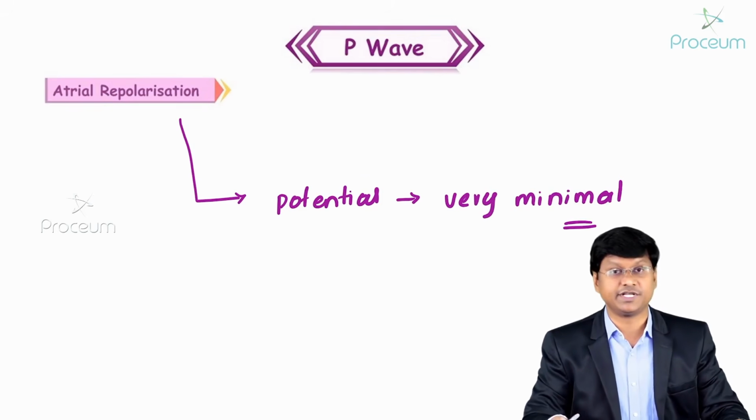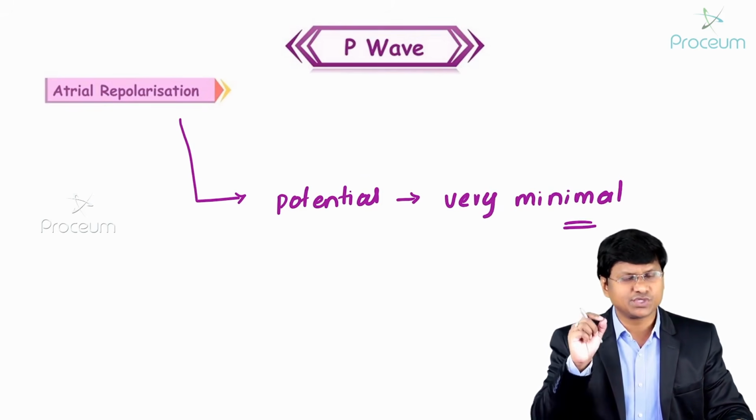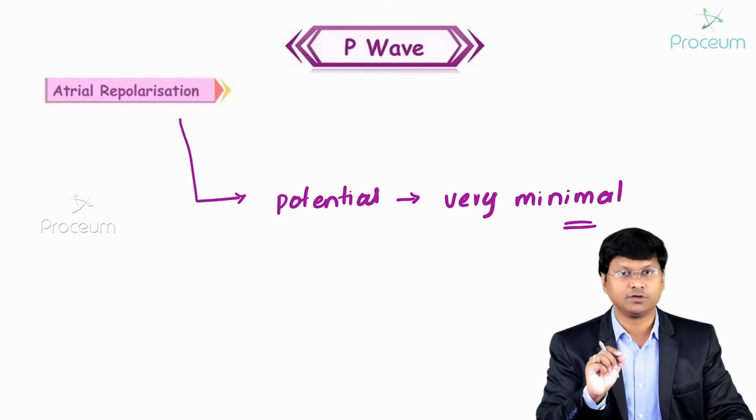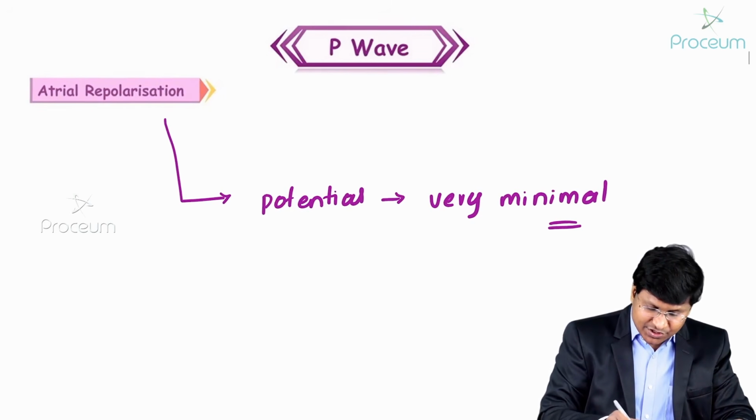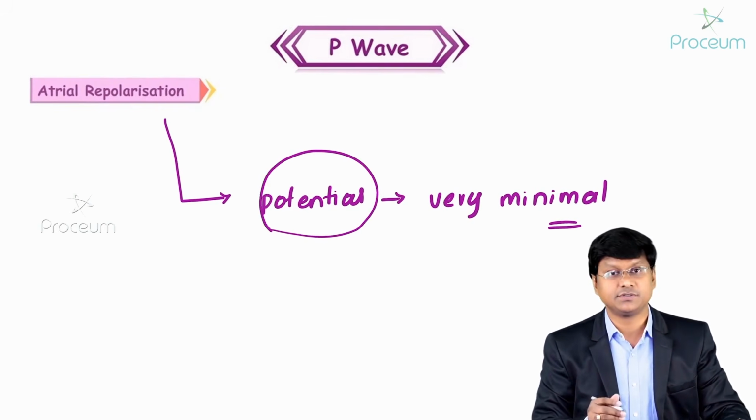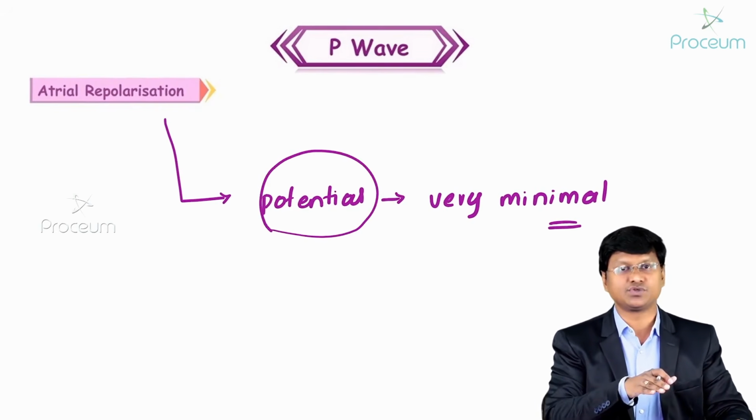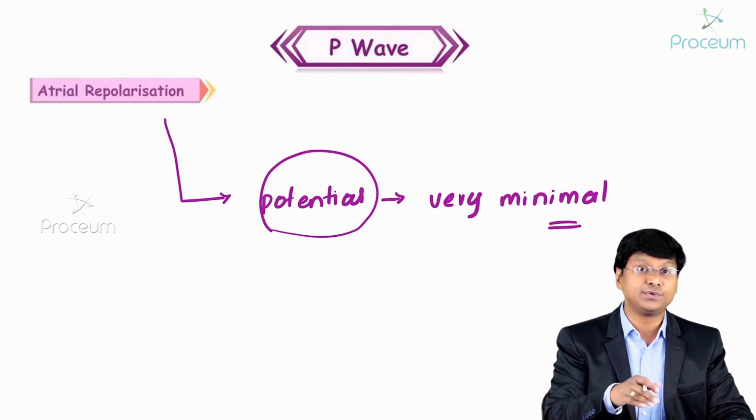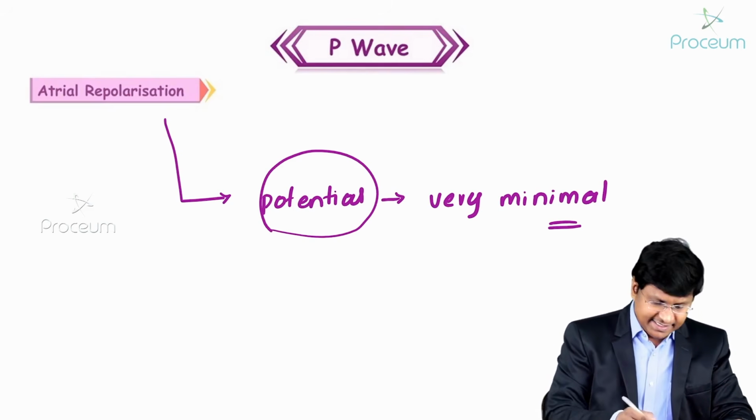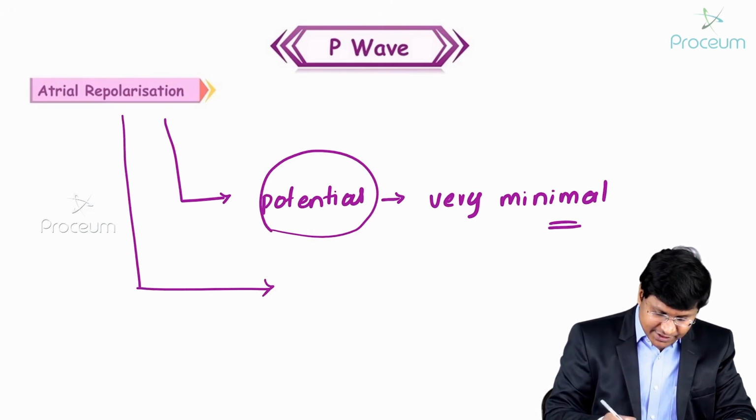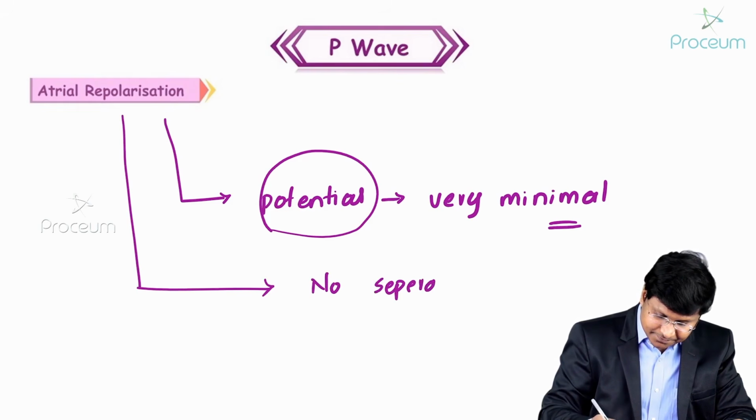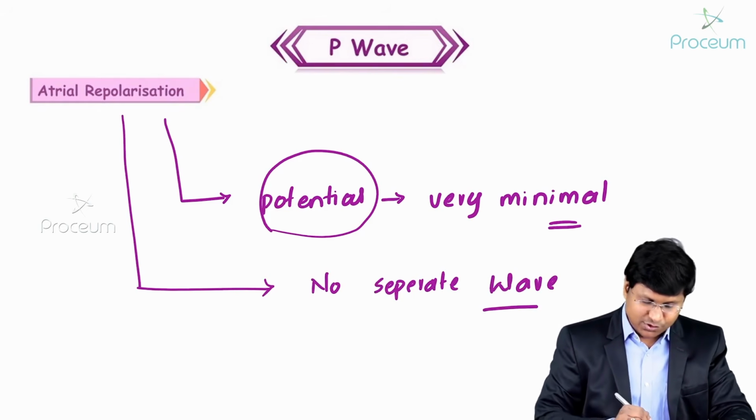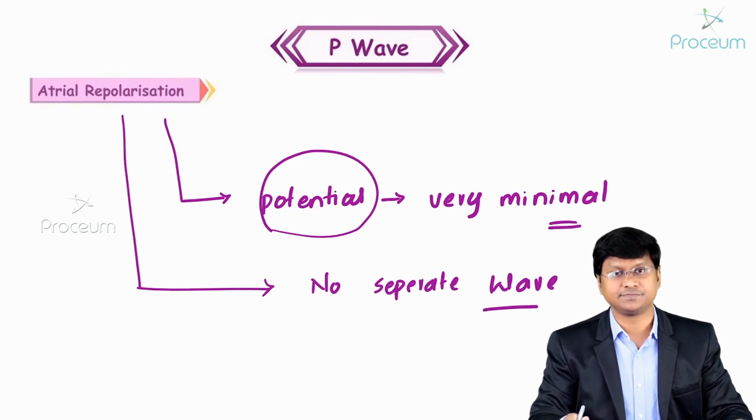The potential generated by the atrial repolarization is very minimal. It is very small, and it is masked by the QRS complex. It is superimposed by the high amplitude QRS complex. So that is the reason why, for the atrial repolarization, there is no separate wave.